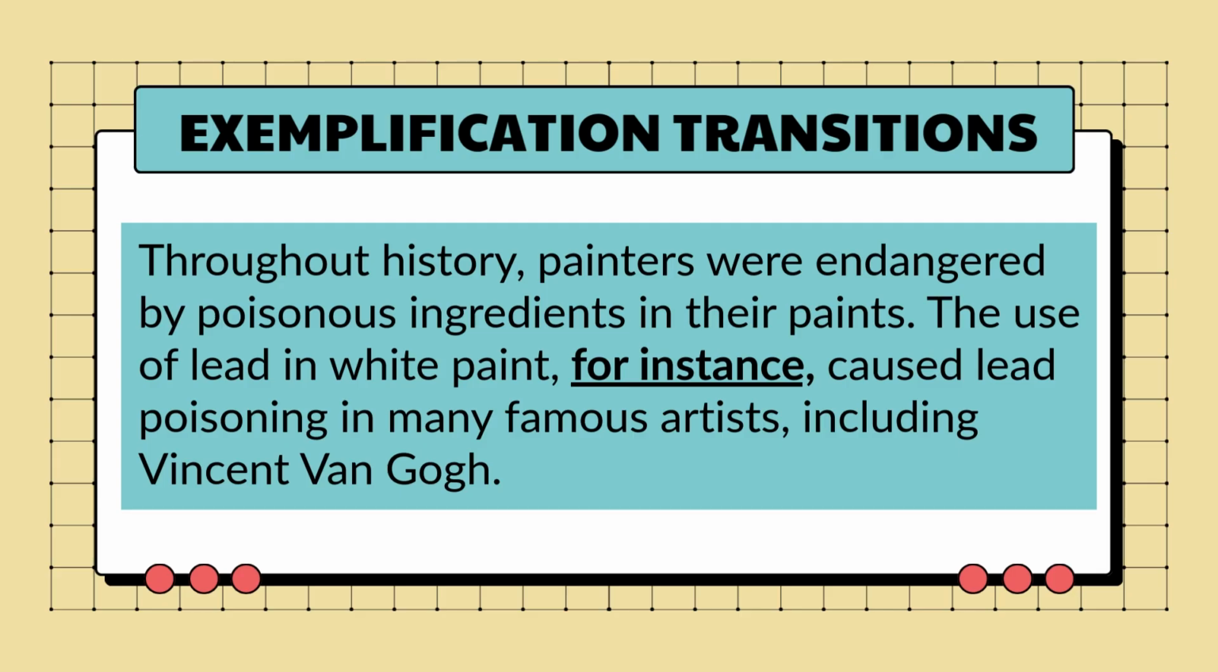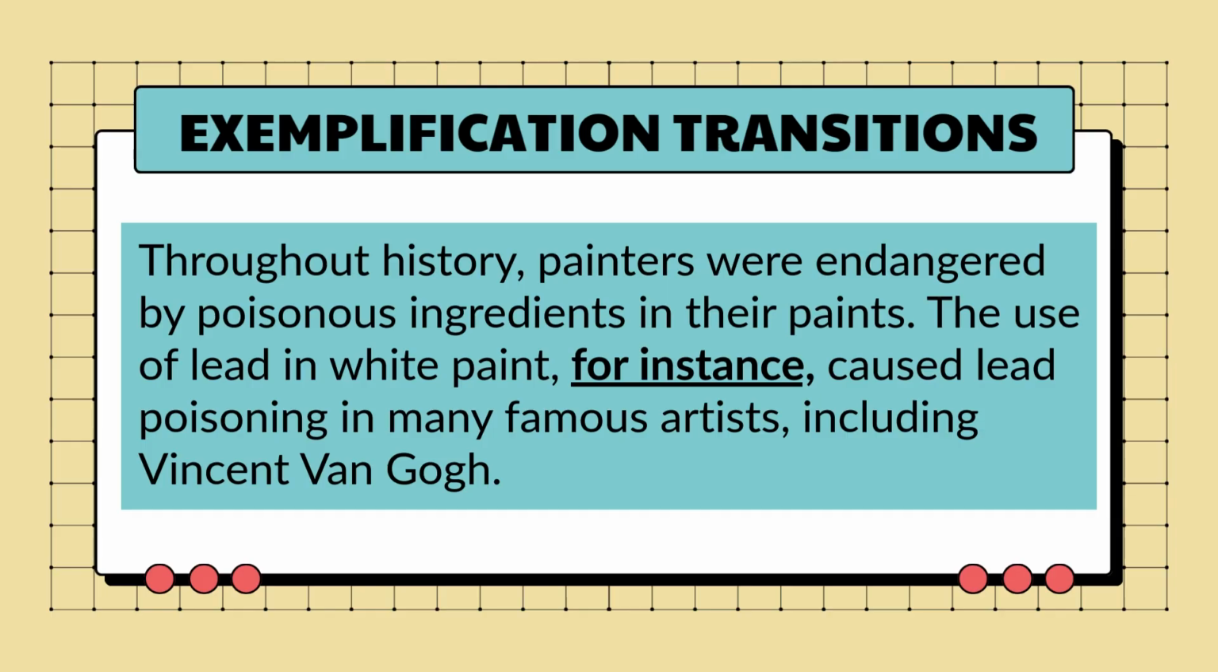Look at this passage that uses an exemplification transition. Throughout history, painters were endangered by poisonous ingredients in their paints. The use of lead in white paint, for instance, caused lead poisoning in many famous artists, including Vincent van Gogh. Here, the second sentence names a specific case that proves or explains the first sentence's claim. So an exemplification transition is used.